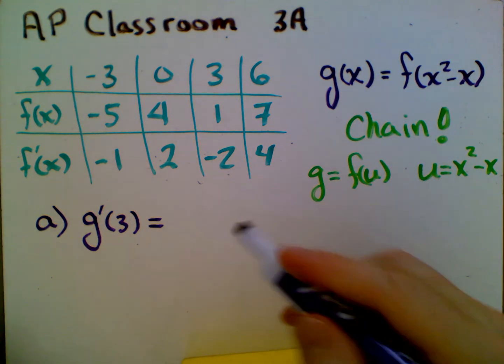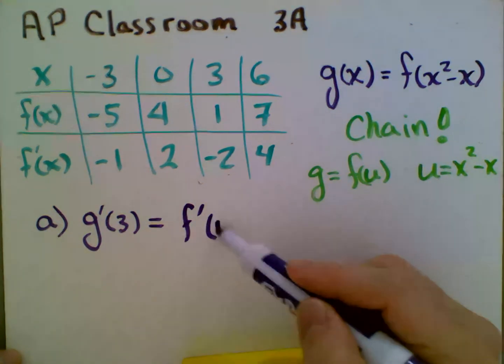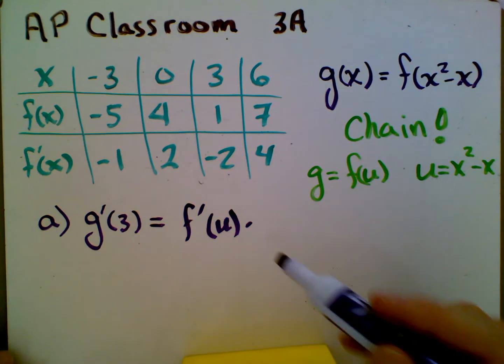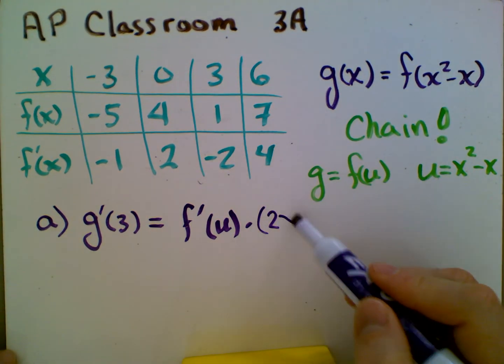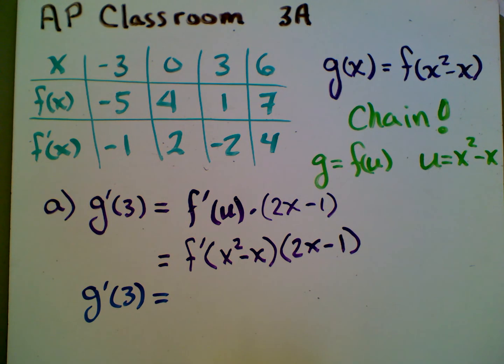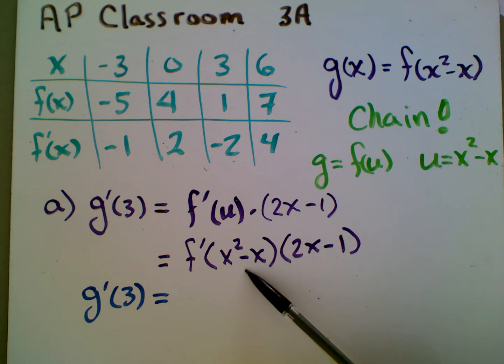To take the derivative of the outside function, we're taking the derivative of f, and we don't even know what it is. The derivative of the inside function is just going to be 2x minus 1. Easy enough. But we're doing this all when x is equal to 3. So before we plug 3 in, recognize that what we have now is the derivative of f at x squared minus x. And you actually plug 3 into that equation for x.